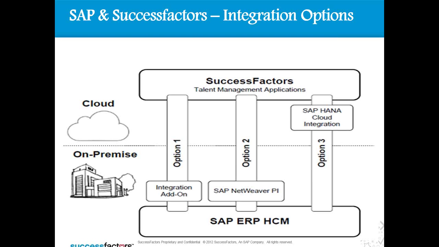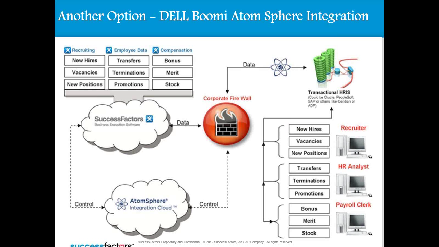This is an integration solution which will be used for integrating a number of SAP's new cloud solutions with SAP on-premise solutions. The cost of this would be 7.5% of the subscription fee of the SuccessFactors application. Along with these three integration options, we also have another integration option, which is Dell Boomi AtomSphere integration.